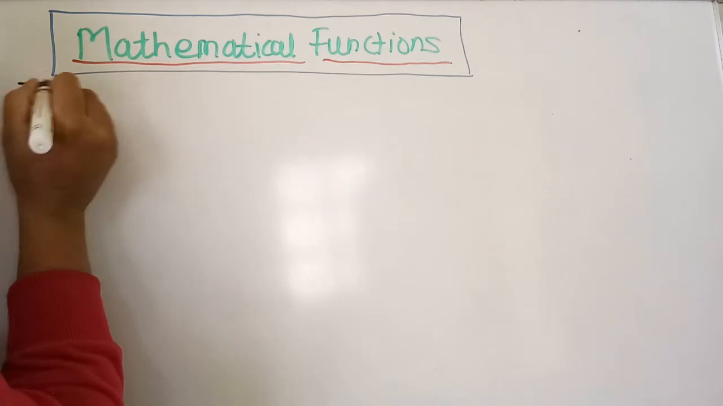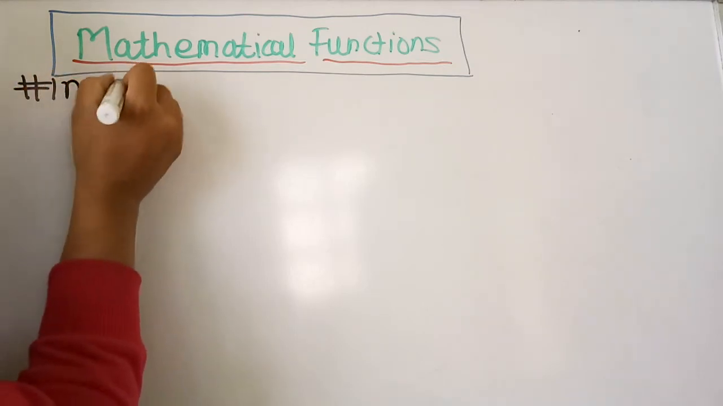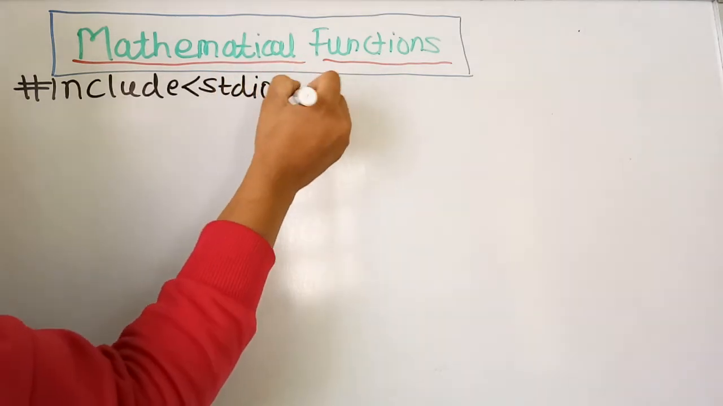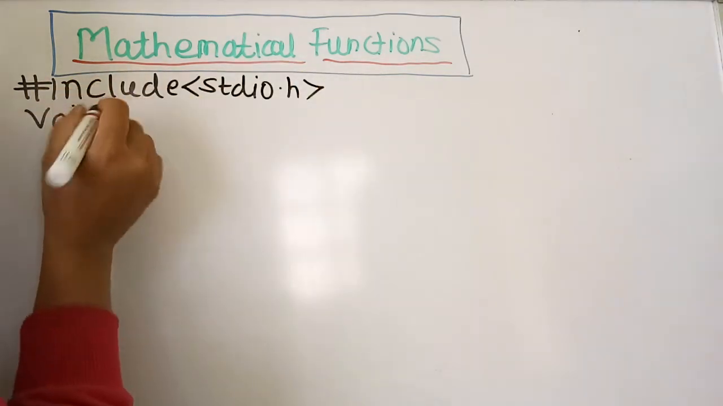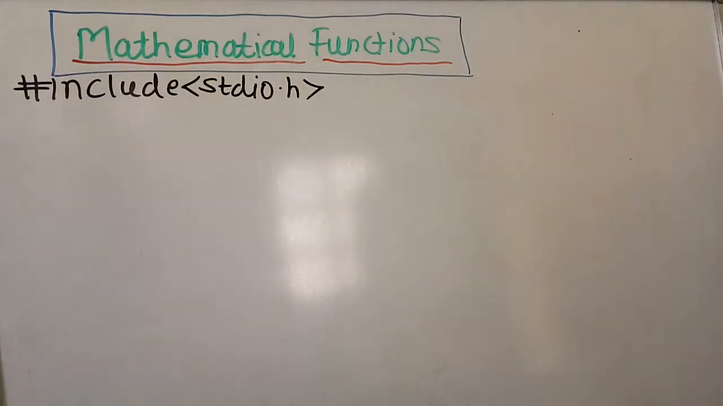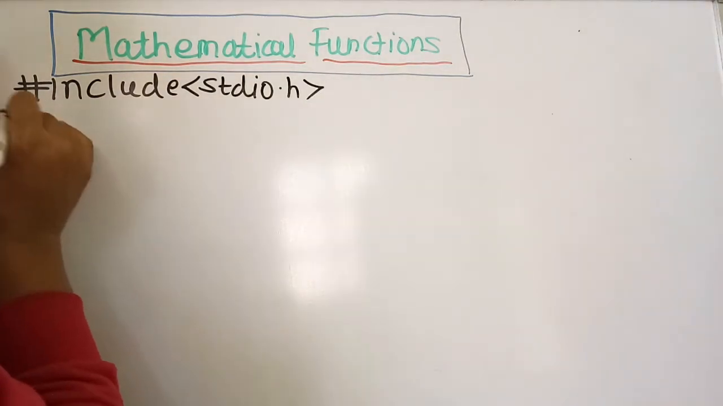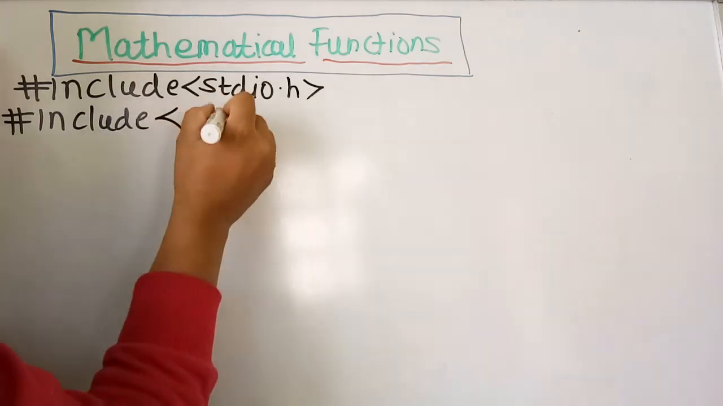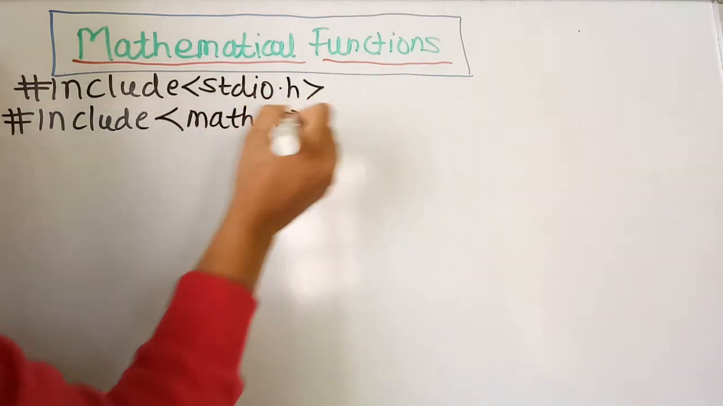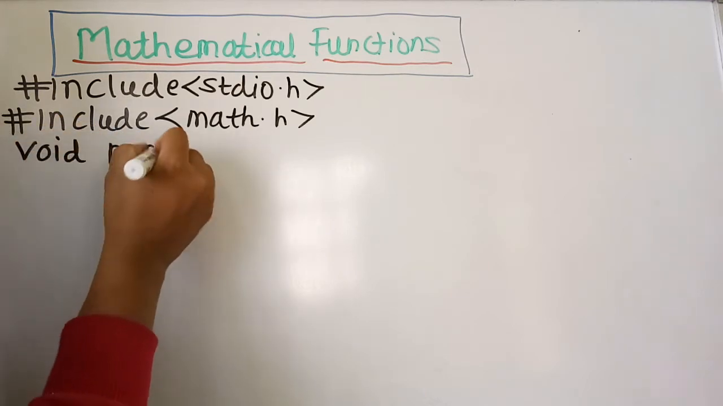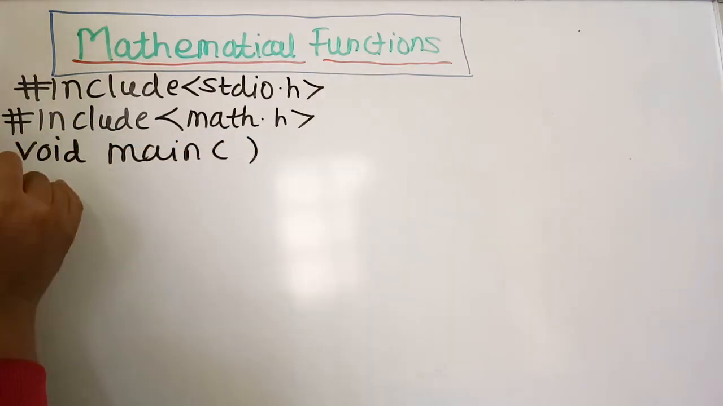So for that, we will start with the header file, that is #include <stdio.h>. Then after that, for using standard ready-made mathematical functions, we have to include a mathematical header file in our program. So that is #include <math.h>, and then we will start with our regular mechanism of void main.